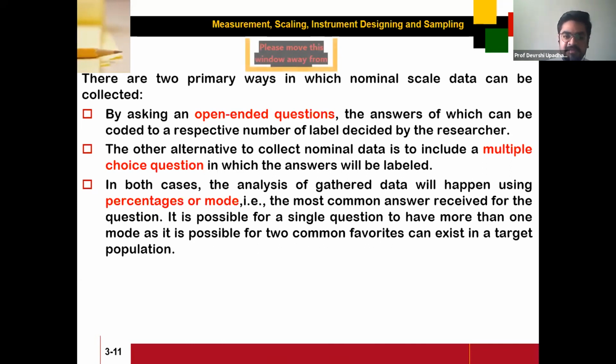You can also give the percentage, that means out of 100, how many percent are male and how many percent are female. And you can measure the mode, the most repeated answer in this database of 100. It is possible for a single question to have more than one mode, as two common favorites can exist in a target population.